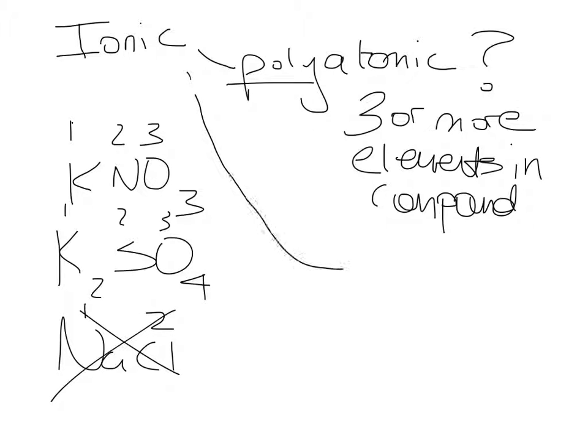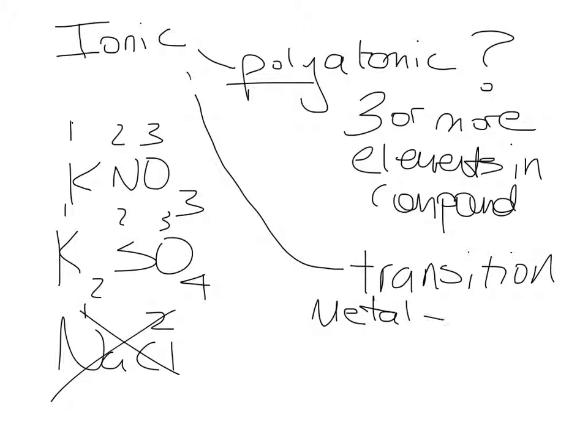The other option for ionic is, do you have a transition metal? Because those require Roman numerals. And then, of course, obviously, you could have just a binary, regular ionic compound.